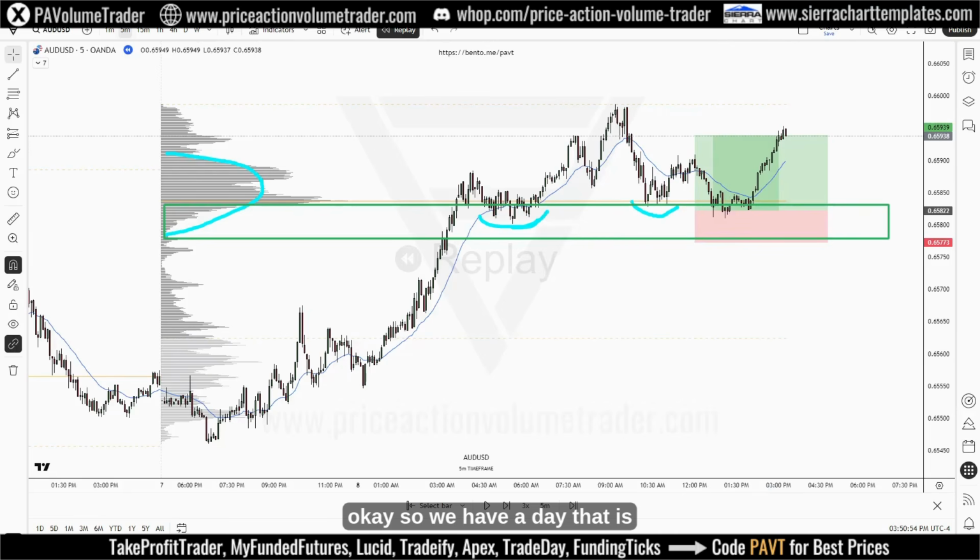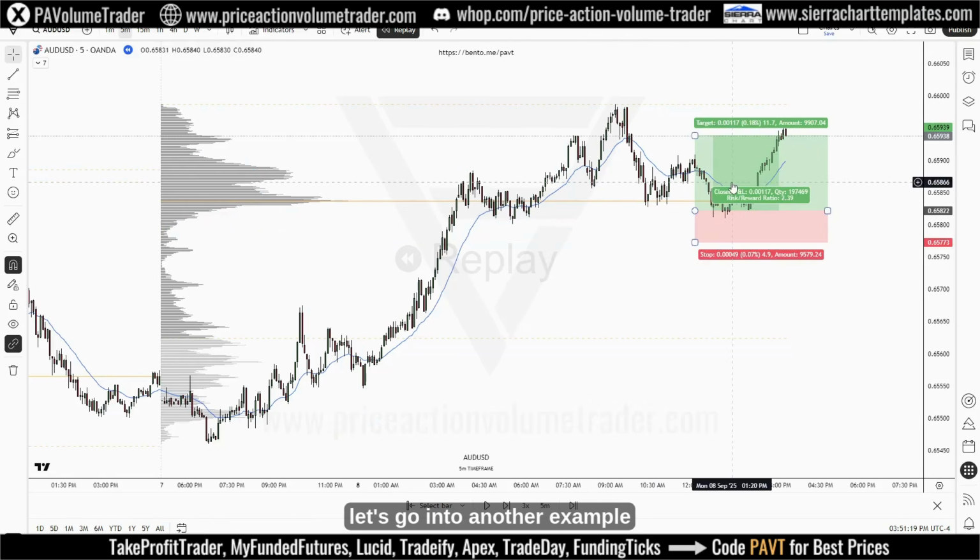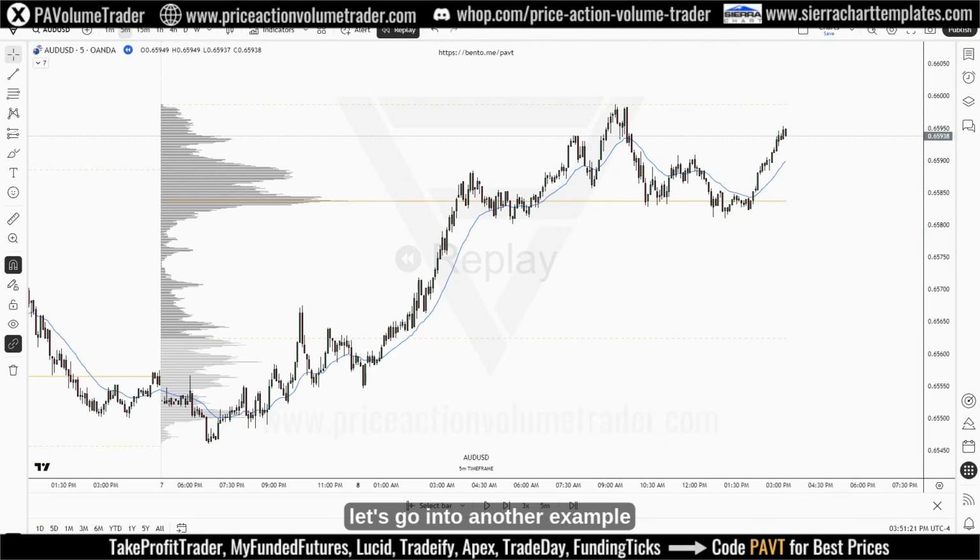behind this, okay? So we have a day that is obviously on a strong trend up, and we're establishing a heavy high volume node here with a big area of support right in this area. So we got our entry points areas here, and our clear invalidation will be right below the low volume node area on this level. Let's go into another example.